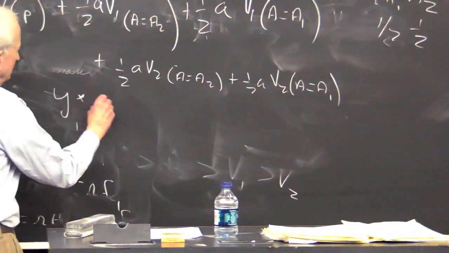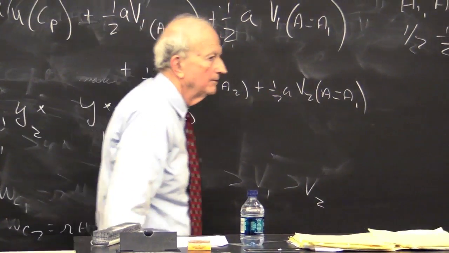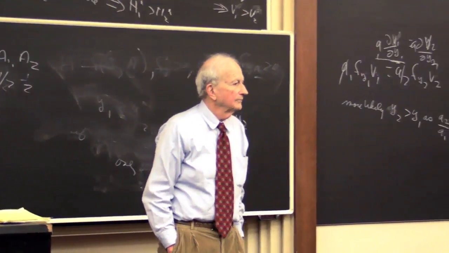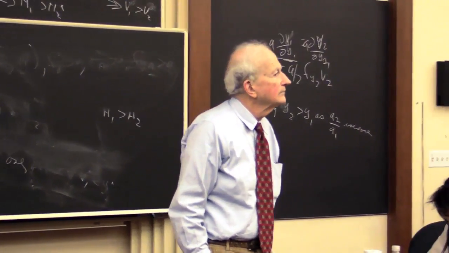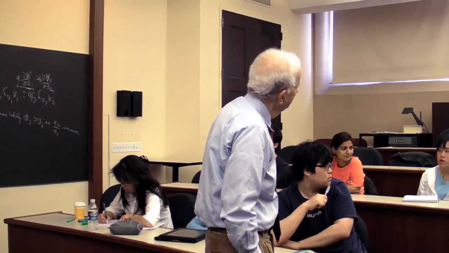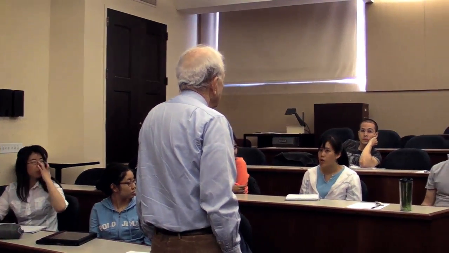Would this be true? That's the same amount? What do you think? Yes, I think it's the same amount. Why is that? Because on average, both kids could either be A1 or A2.